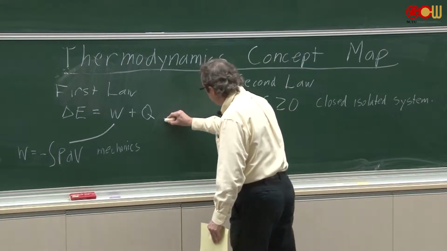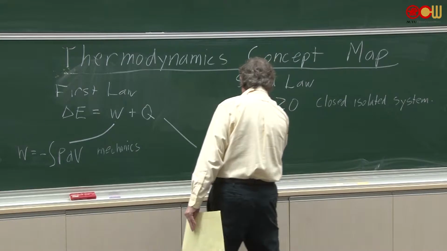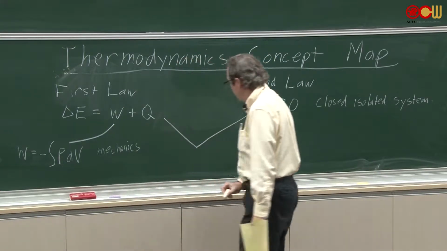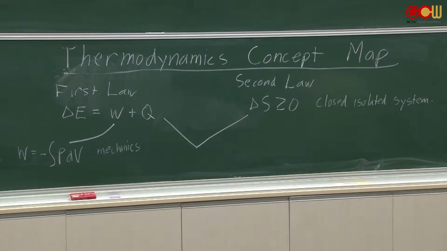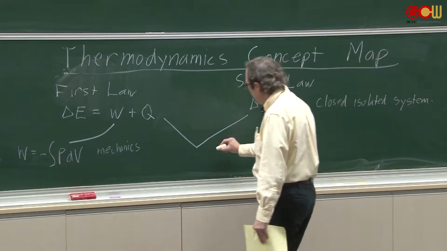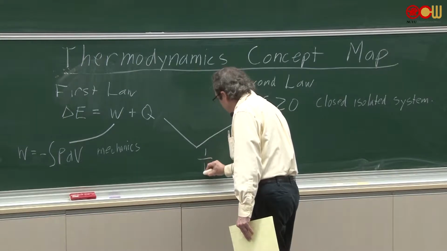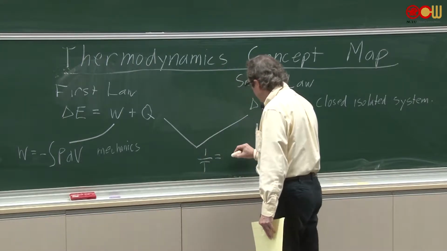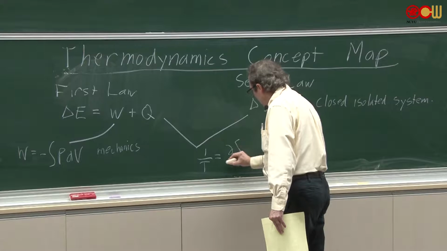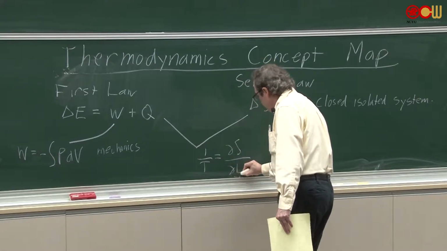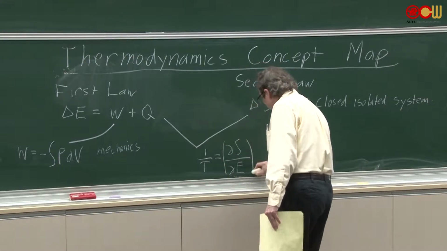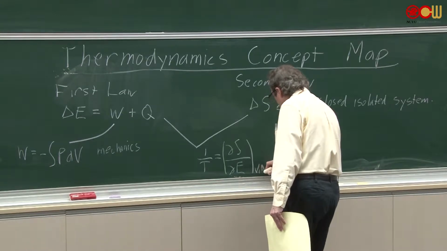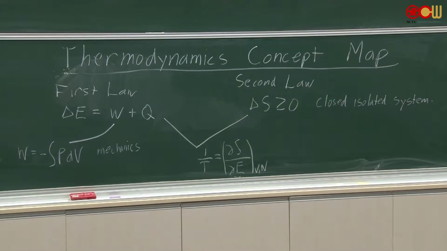Then these two things, the first law and the second law, motivate a definition for temperature. And that definition is 1 over T is equal to the change in S over the change in E at constant volume and number of particles. All right, so far that's the logic that we have used.